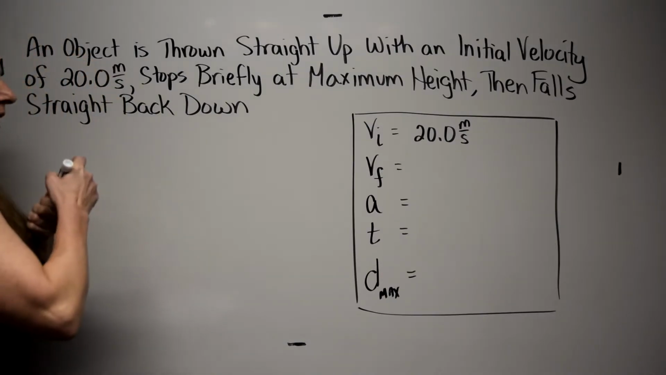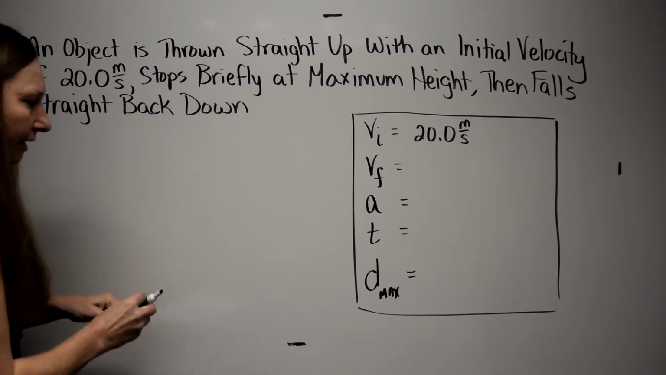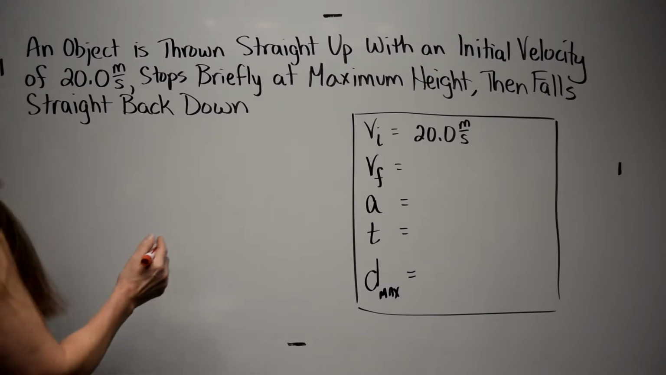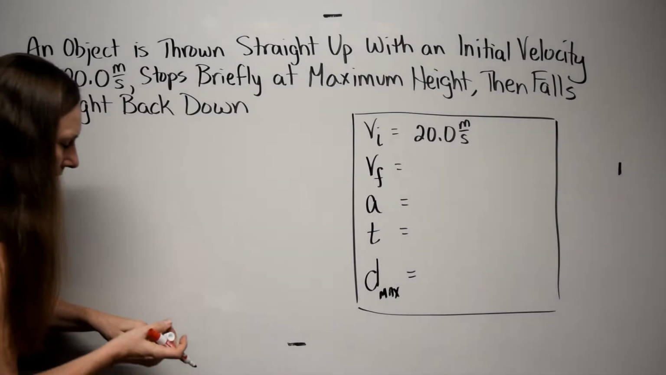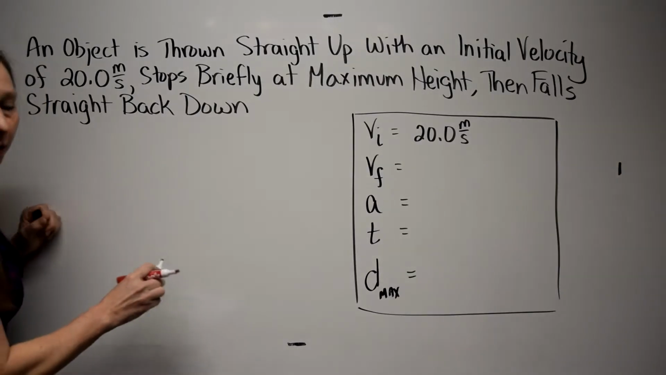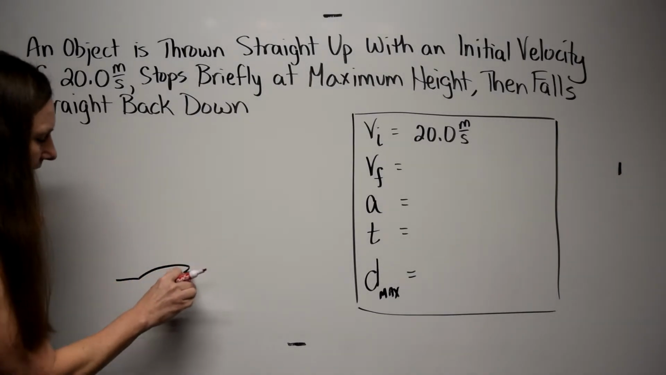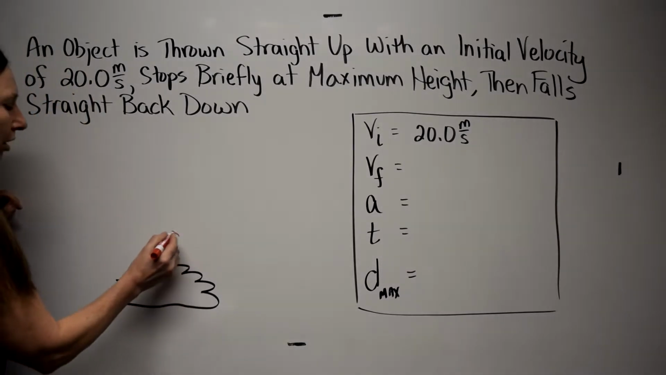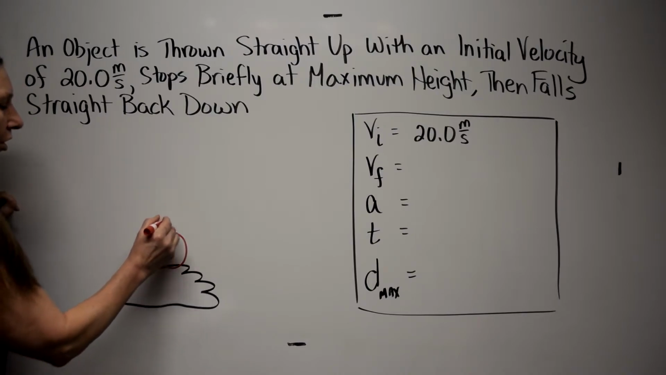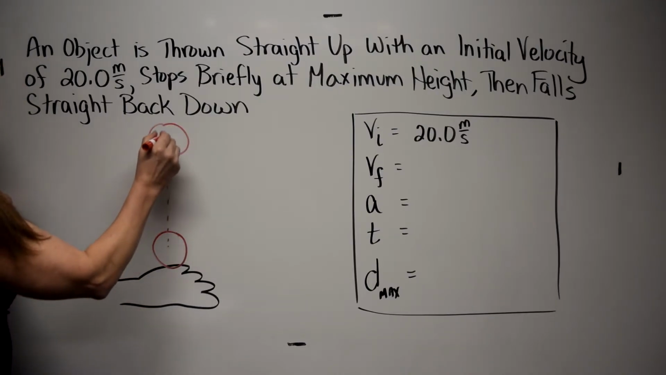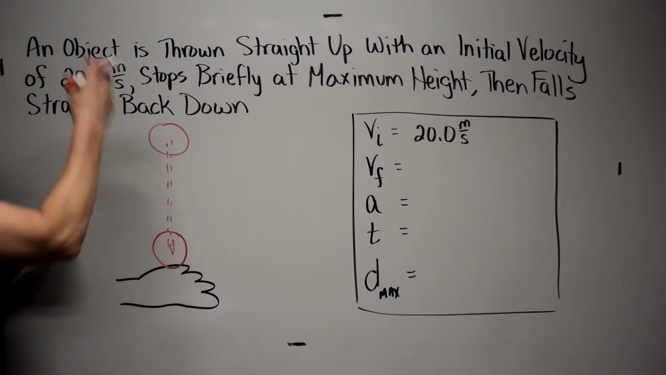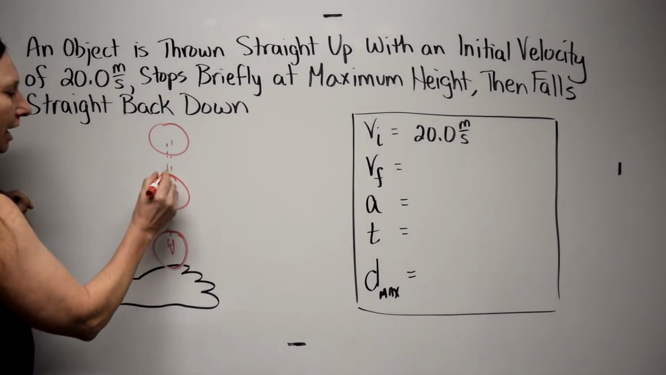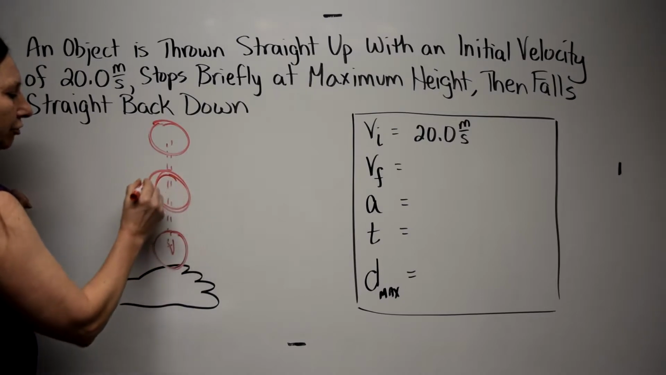So let's take a look at what's happening here. In reality, we'll put my hand down here. This is going to be the worst hand you've ever seen drawn. Here's my hand. Now, the ball leaves my hand, goes all the way up, stops here briefly, and then all the way back down. So it's straight up, straight down.